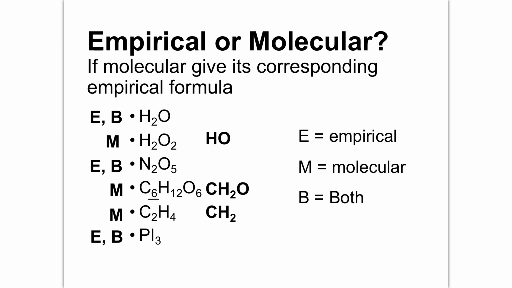Here we have C6H12O6, and the common factor would be 6. So if we divide everything by 6, we get C1. This would be now a 1. There would be a 2 here, and this would be a 1. So the way we write that would be this. C2H4, we can divide through by 2, and we get CH2.